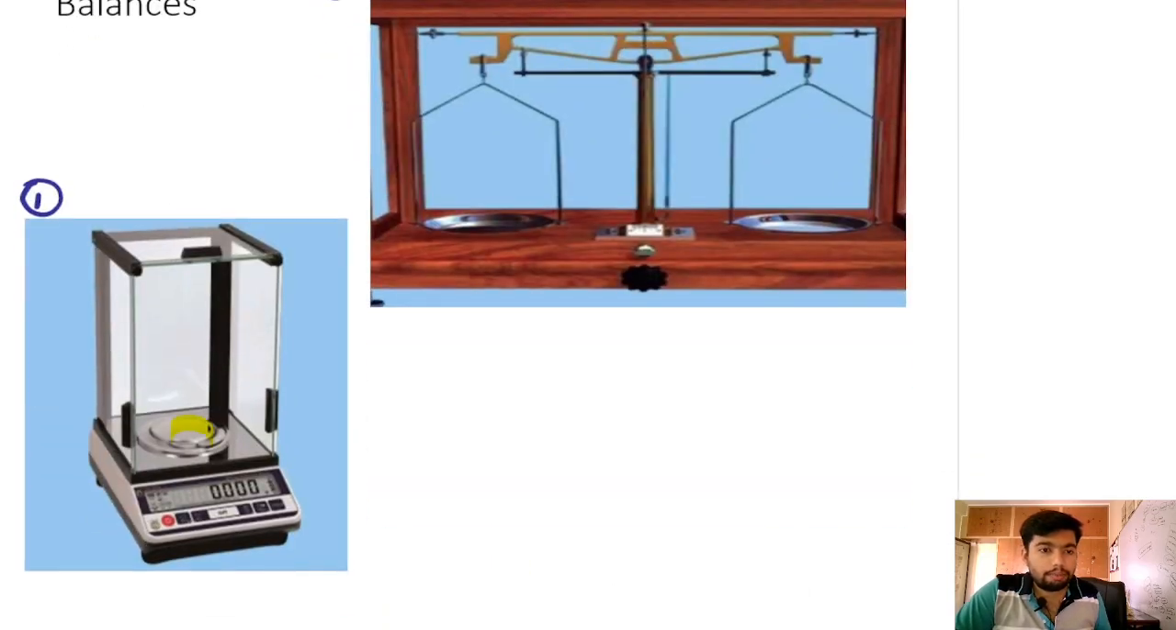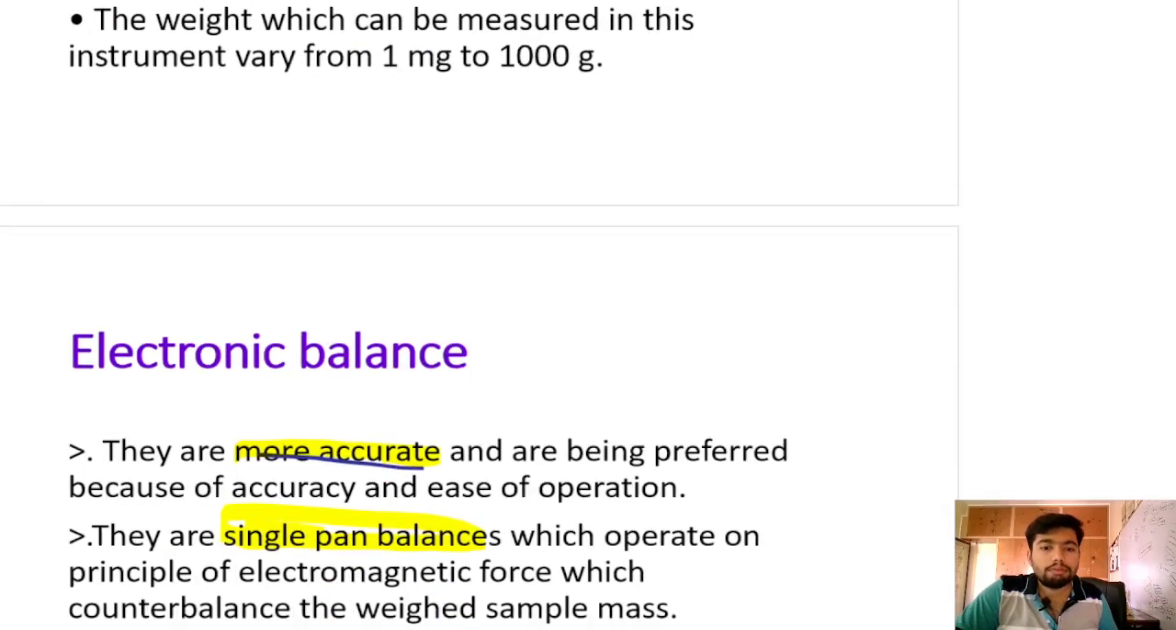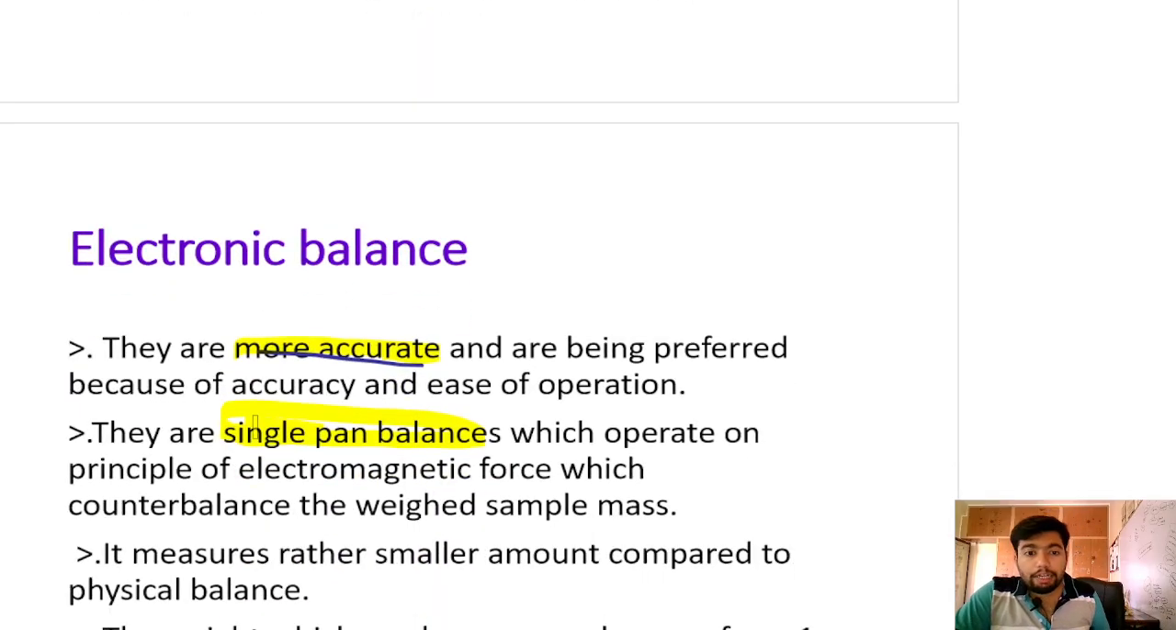Okay, this is a single pan balance which operates on the principle of electromagnetic force. You should note this. Okay, and a counterbalance weighs a sample mass. The electromagnetic balance gives a reading according to electromagnetic force. It measures a rather smaller amount compared to a physical balance. Okay, a very small amount is measured, like from 1 mg to 100 gram only.